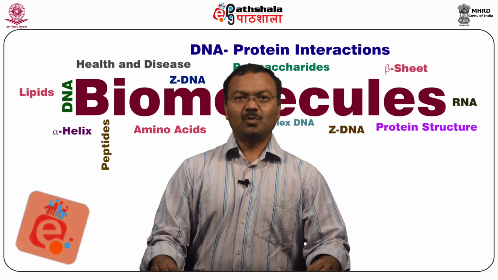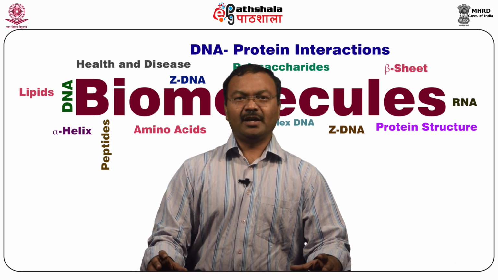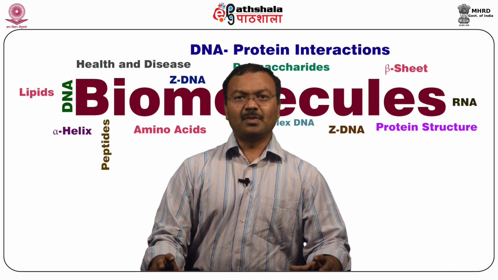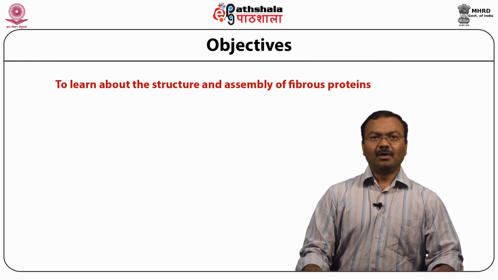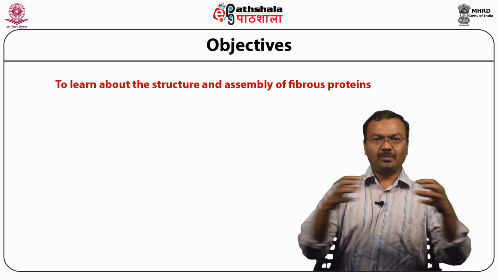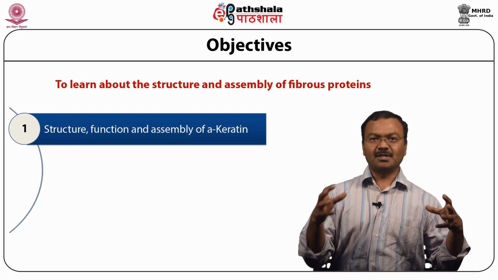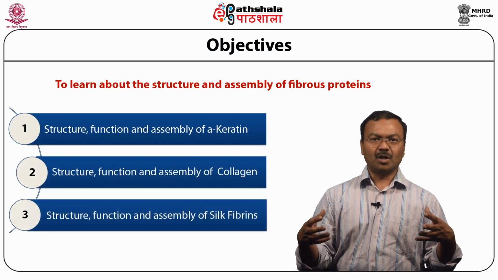Today we are going to talk about a module on fibrous proteins. Here I will describe the structures of alpha-keratin, silk fibroin, and collagen. This chapter is from biomolecules and their interactions. Here we will learn about the structures and assembly of fibrous elongated proteins, specifically the structure, function, and assembly of alpha-keratin, collagen, and silk fibroins.